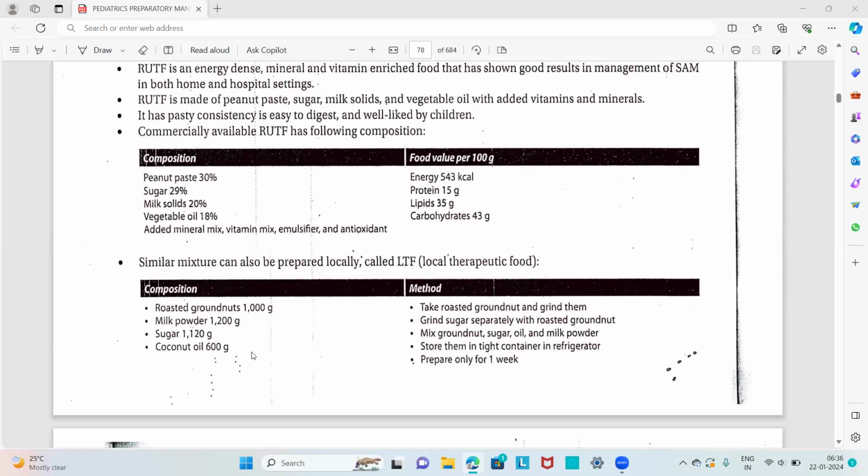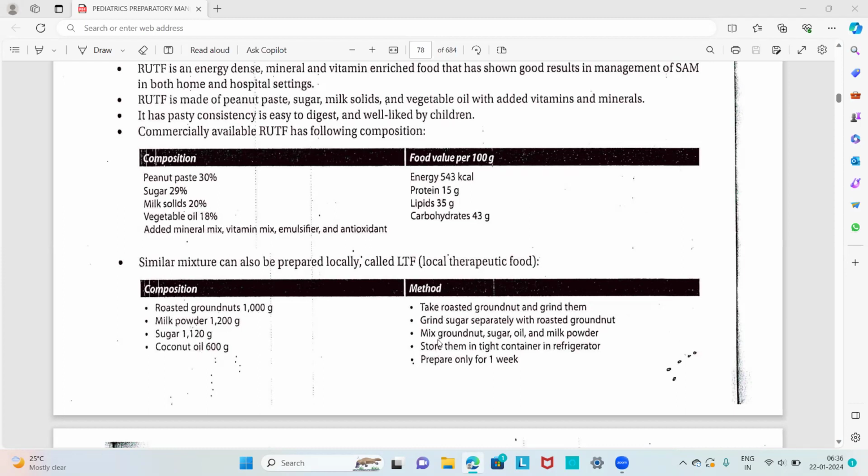A similar mixture of ready-to-use therapeutic food can also be prepared locally. This is called local therapeutic food. The composition of local therapeutic food is roasted groundnuts 1,000 gram, milk powder 1,200 gram, sugar 1,120 gram, and coconut oil 600 gram.